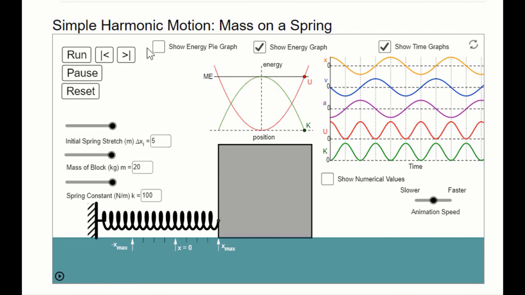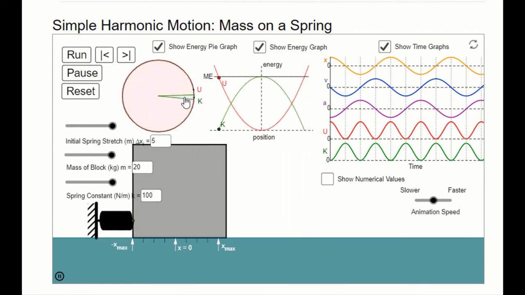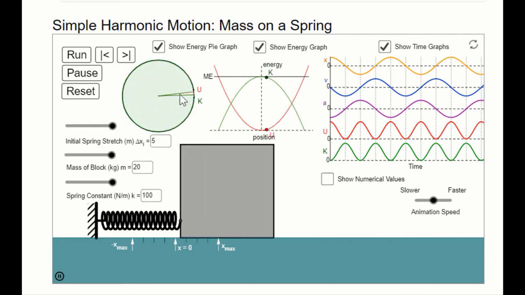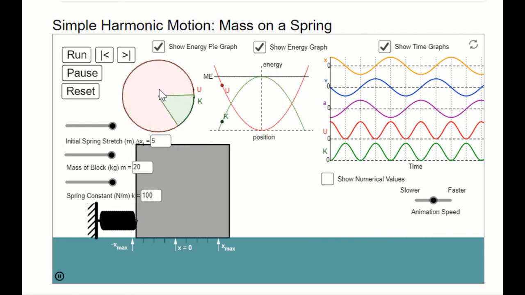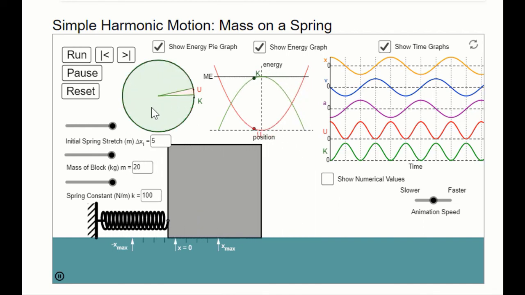Let us run this simulation again, using a pie chart to see how kinetic and potential energy vary. As you can see, when the line is green, this is kinetic energy and this is potential. So now the total is kinetic, now the total is potential energy. And the total energy is half k a squared.